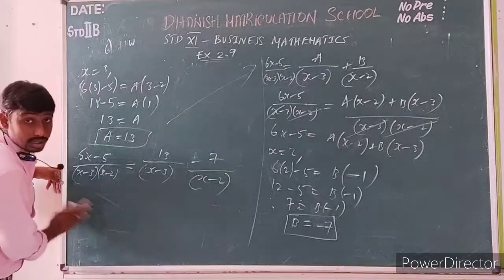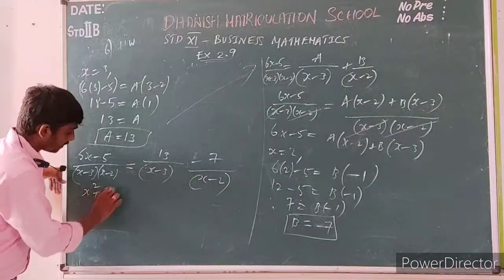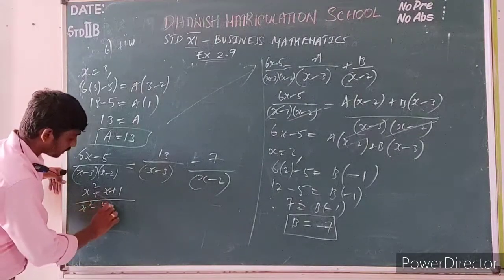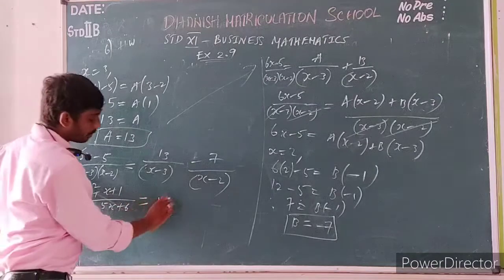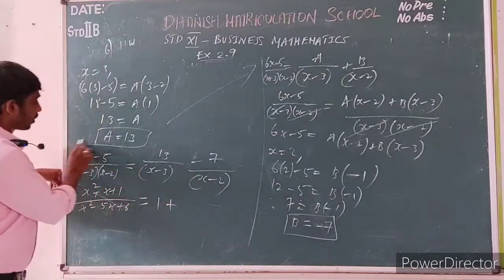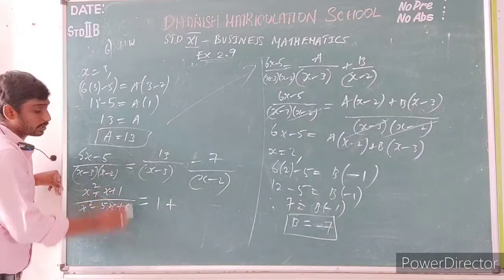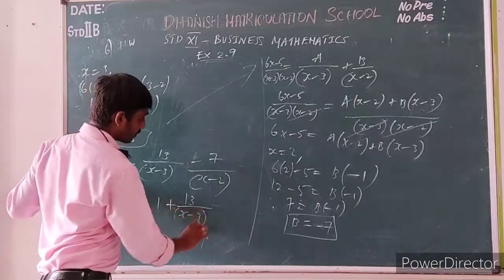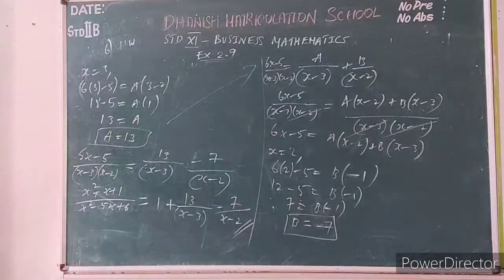What is the question for this one? That will be x square plus x plus 1 divided by x square minus 5x plus 6 equal to 1 plus, so what is the value we are going to substitute for? 6x minus 5 divided by x minus 3 x minus 2, that is 13 divided by x minus 3 minus 7 divided by x minus 2. That is the answer for this question.